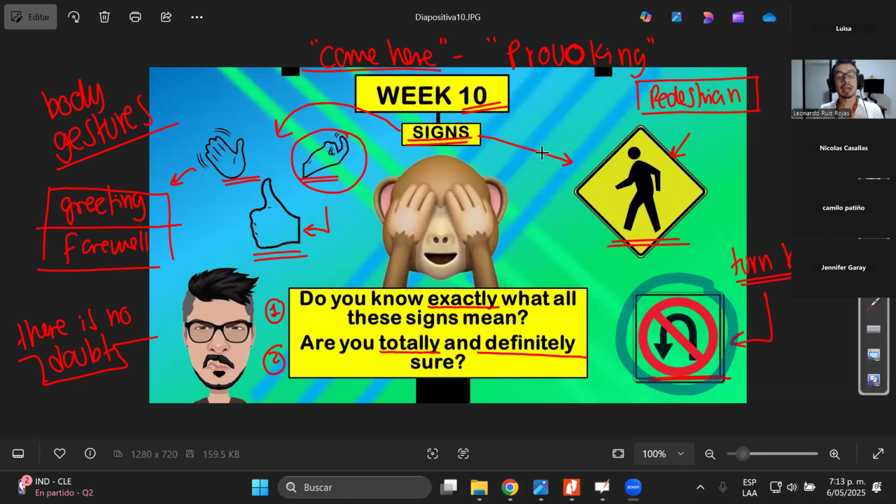In the same way, what is the meaning in Colombia if we move the head like this? What is the meaning of that? So-so, right? But in India, it's not the same. When people in India do this kind of sign, it means something different.